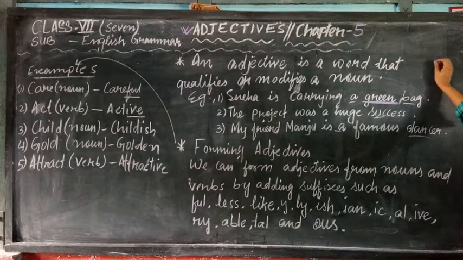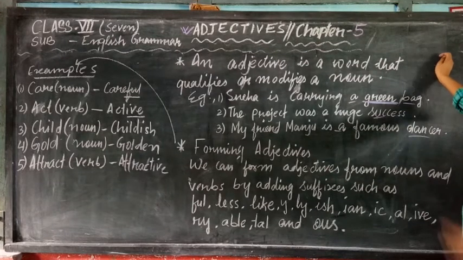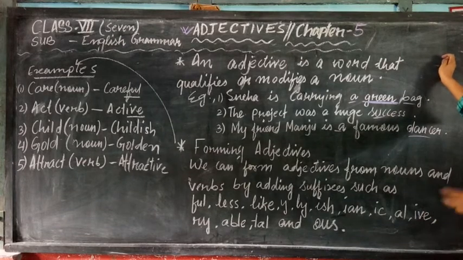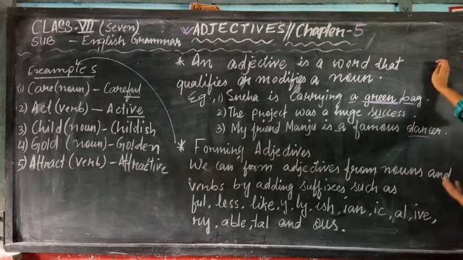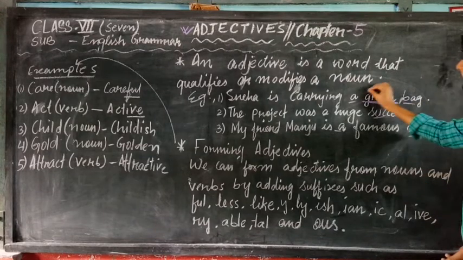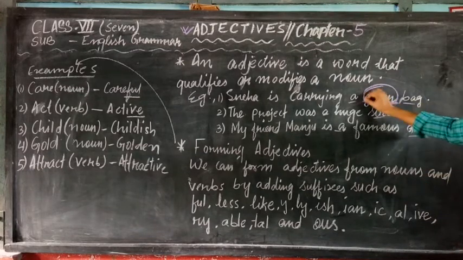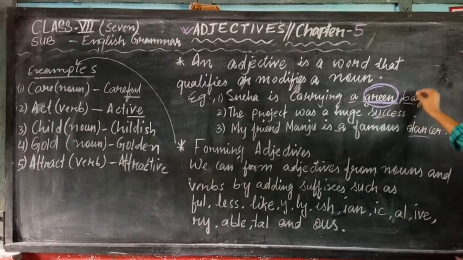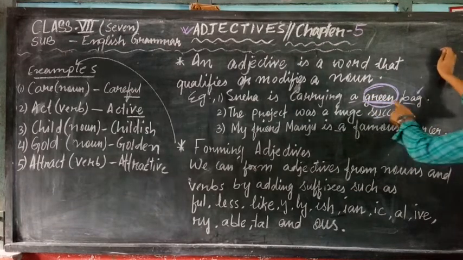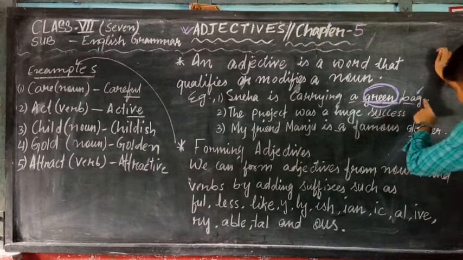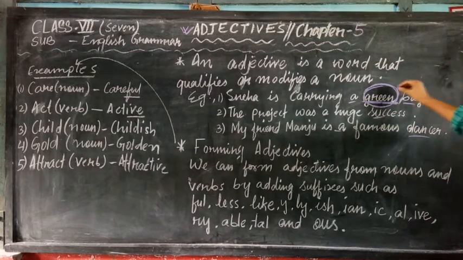An adjective tells us what type of noun it is, what kind of noun it is, how much, how many, and which one. So it qualifies and describes a noun. Here green is describing the noun, that is the bag, by writing what? Green.